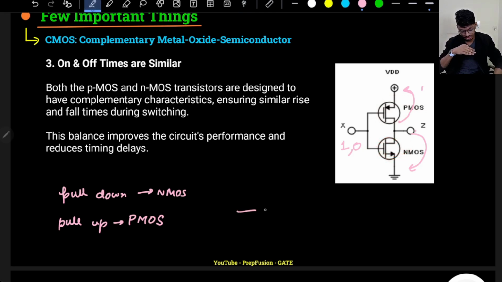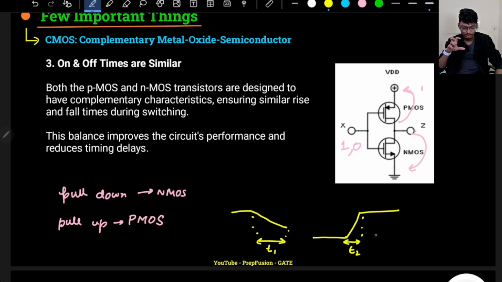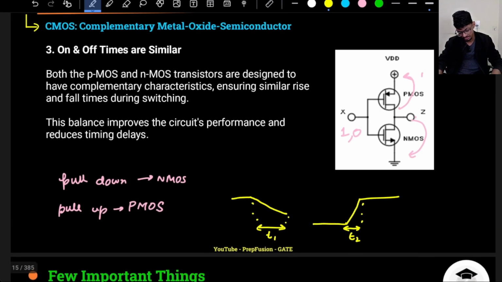Initially, let's say it was high, then it took this much amount of time t1 to pull it down, right? Let's say initially it was low, it took this much amount of time t2 to pull it up. So if t1 and t2 are not the same, there will be problems. Obviously we want everything through symmetry, and I will not go into everything in detail, but we need similar rise time and fall time. So rise time and fall time should be the same.